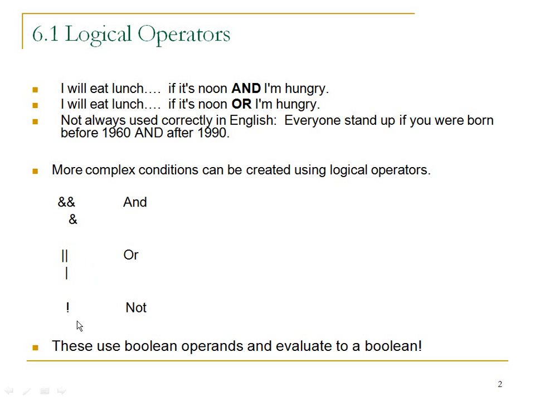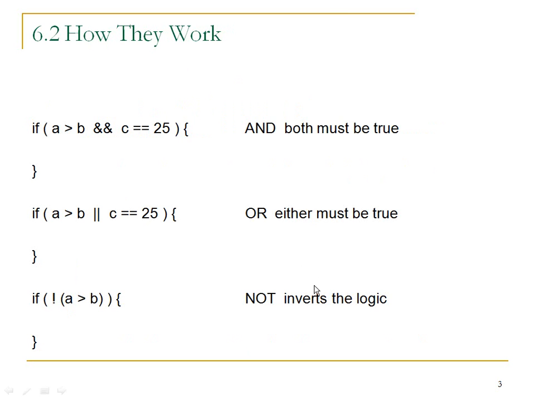All of the logical operators use Boolean operands and evaluate to a Boolean. So they only work on true-false values, and that's why they're called logical operators. So here's how they work. If A is greater than B and C is equal to 25, so both of those would have to be true in order for this expression to evaluate to true. So this is a relational logical expression with relational operators and a logical operator connecting them.